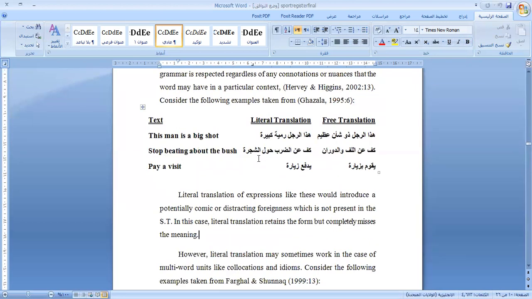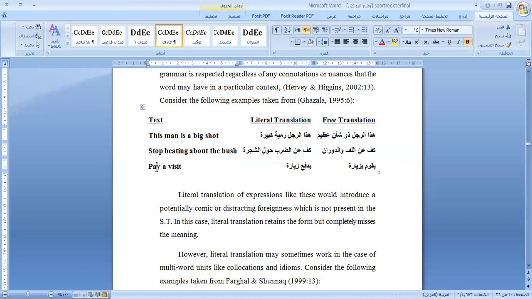For example, this man is a big shot. هذا الرجل رمية كبيرة. This is literal translation. A big shot, رمية كبيرة. This literal translation gives no sense in the Arabic language. But if we render this expression freely or idiomatically, following the free translation strategy, هذا الرجل ذو شأن عظيم. Big shot is rendered as ذو شأن عظيم, and this gives a sense for the Arabic reader.